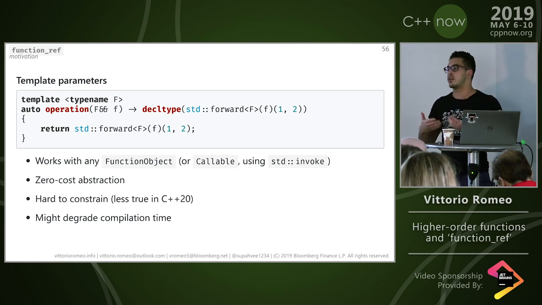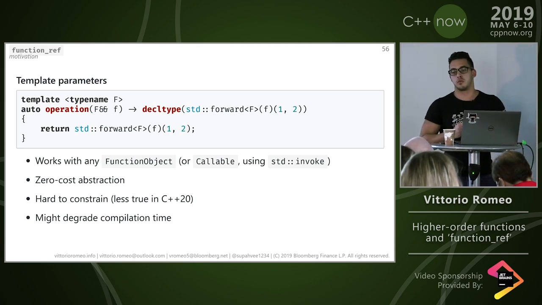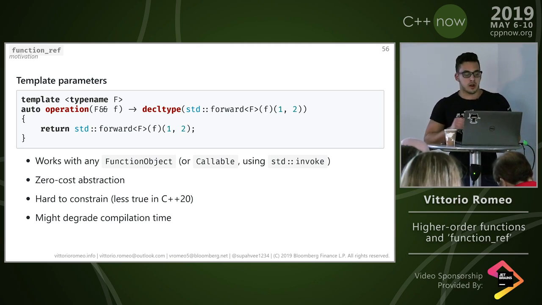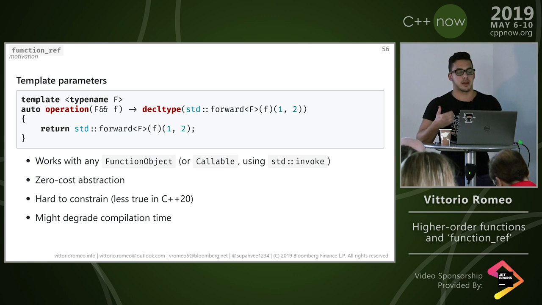It might now be easy to constrain them by simply saying invocable of int that takes two integers, so it would be quite nice. However, what I care about is the fourth point, which is the coupling between the body and the interface, and that might degrade compilation time.